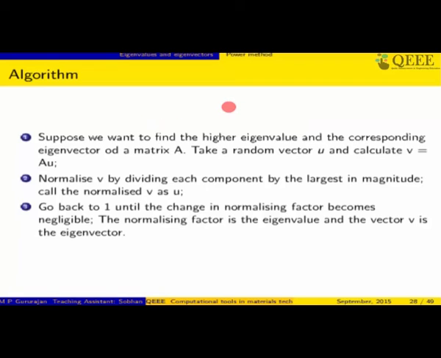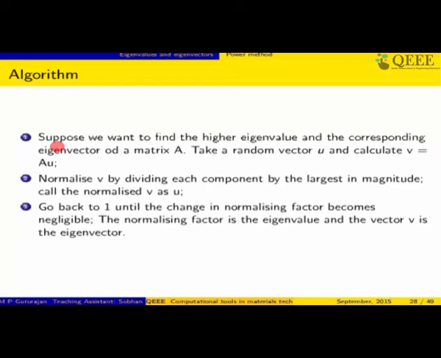Okay. So we want to find out the highest eigenvalue and corresponding eigenvector of a matrix A. What do we do? We take a random vector U. We say V is equal to A times U. So now we normalize the V by dividing each component by the largest in magnitude and call the normalized V as U. So go back. Okay. So what is the algorithm? Let me again show you.